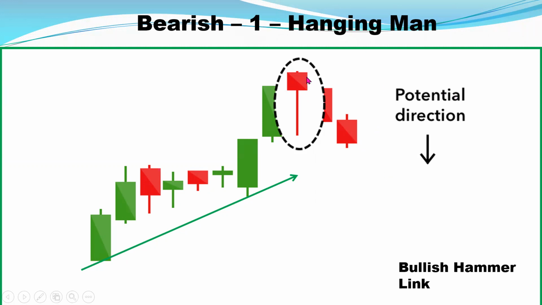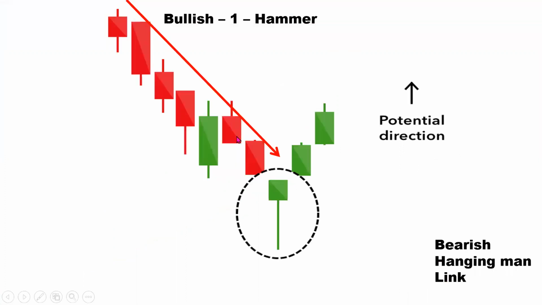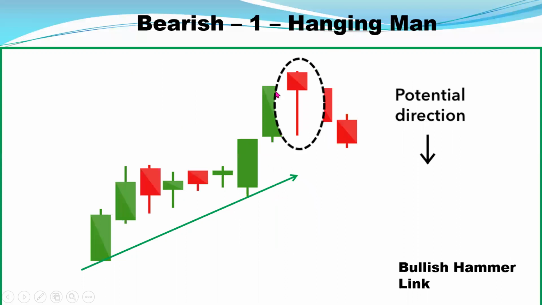Now, this is a hanging man kind of candle. The parallel is a hammer, exactly opposite. The market was going down, a hammer is formed, and the market goes up. So you can see the bullish candle and the bearish candle have a very similar relationship. Only the names are different. Don't go by the names, no need to remember that. What we are going to learn is the concept.